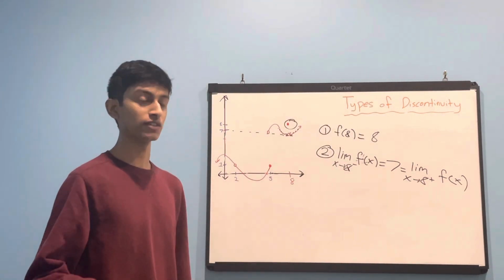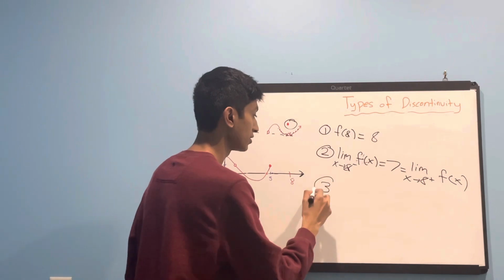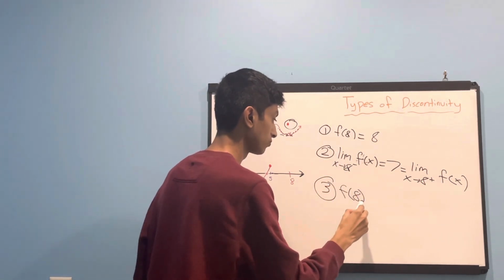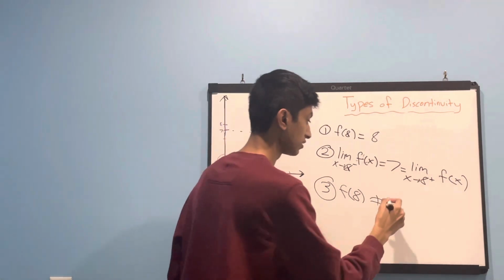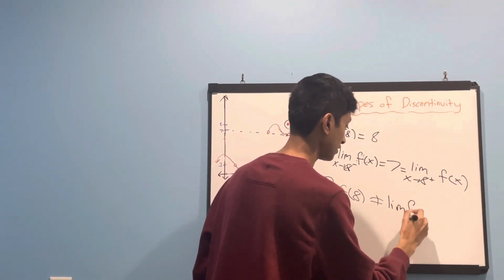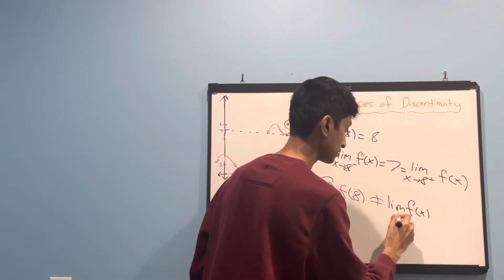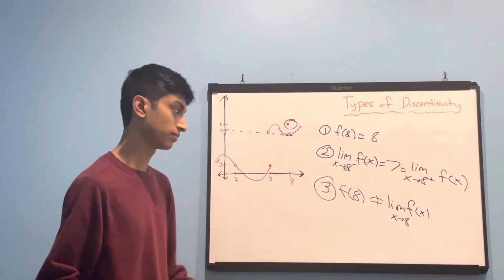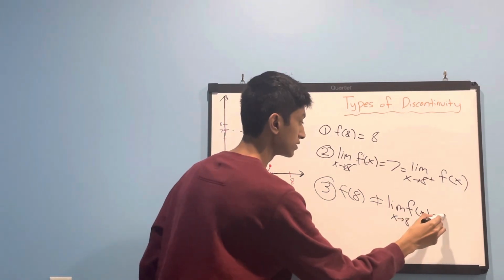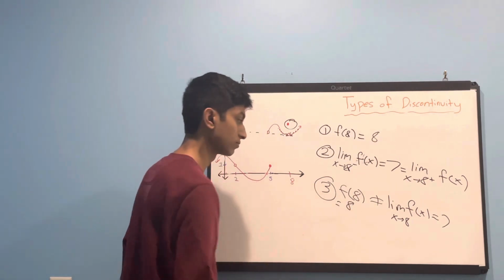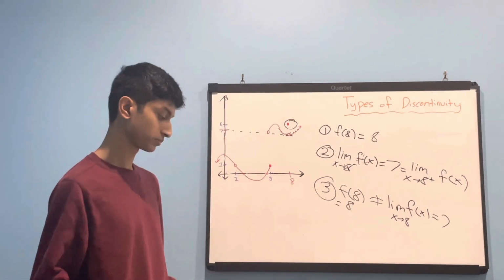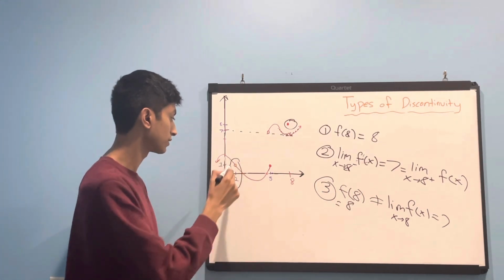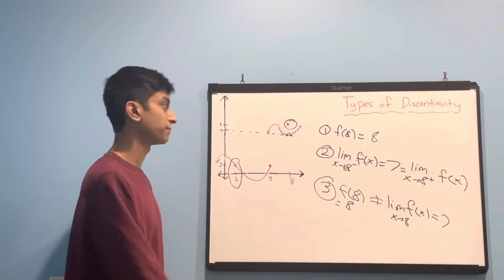But it fails at the third step. The third step is where we compare f of 8, which does not equal the limit of f of x as x approaches 8, not from the left or right side, just as x approaches 8. Because this will get you 7, and this will get you 8. And 7 and 8 are not equal. Now, if we want to test x equals 2, which is right here, well, it's going to fail the first one.